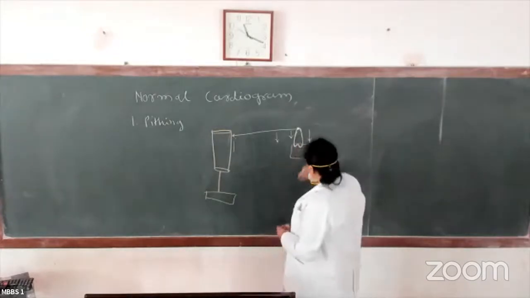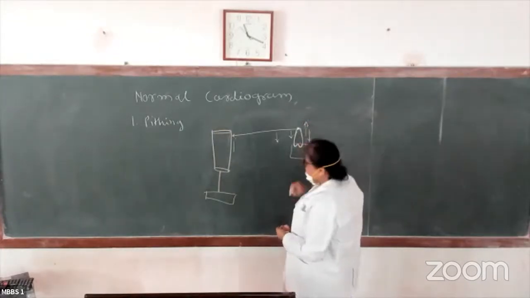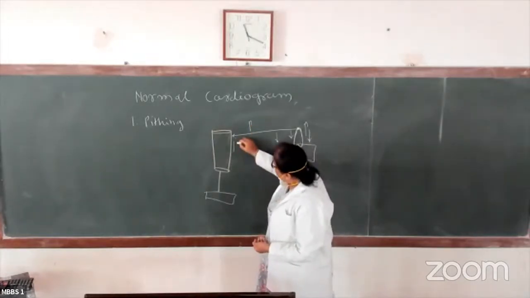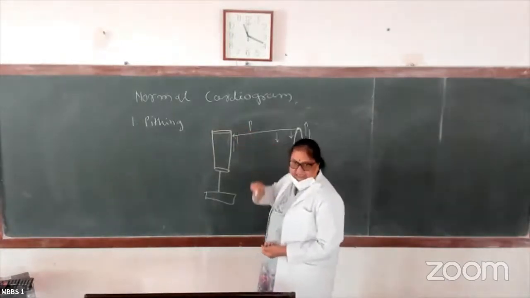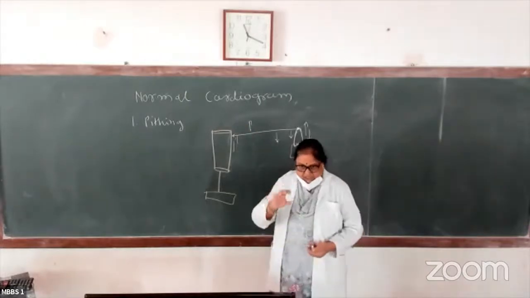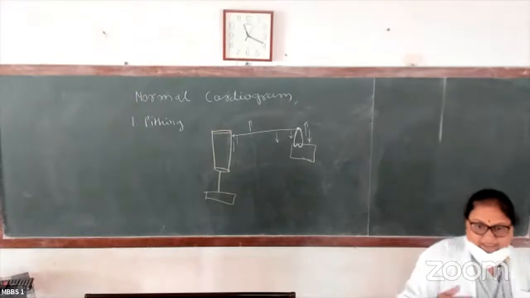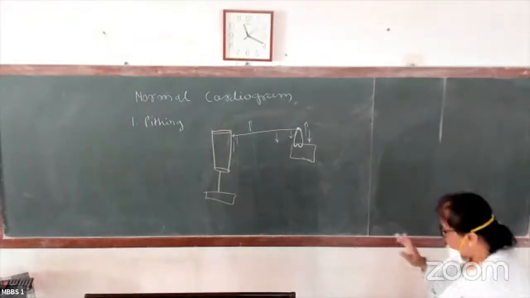Again, what happens when there is a diastole, or the relaxation of the heart? The lever will go up. So we get here the upstroke. That is a diastole. So systole is a downstroke, the contraction, and diastole is the upstroke, the relaxation, in the recording of the heart.